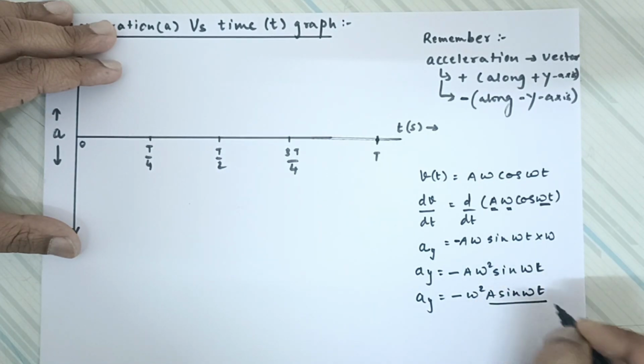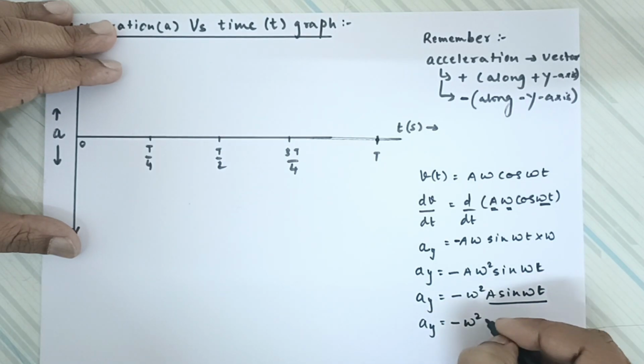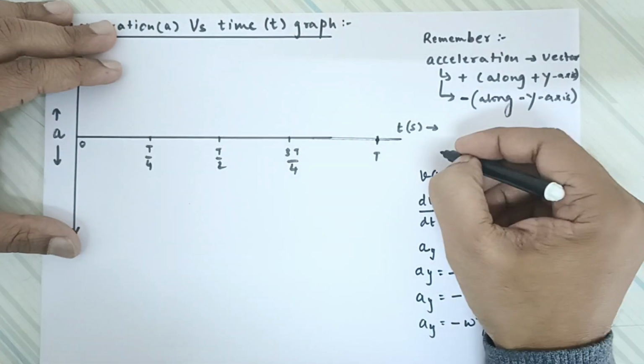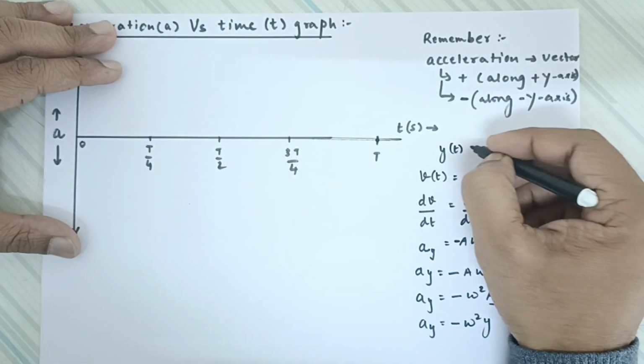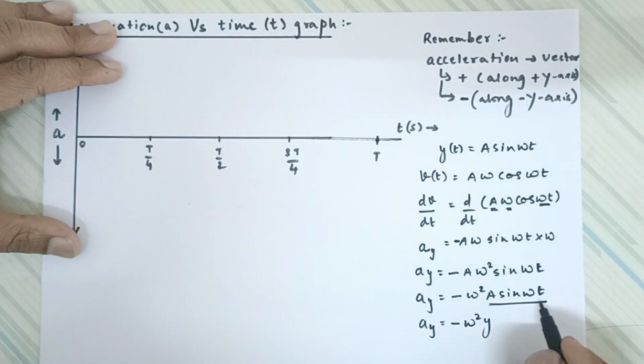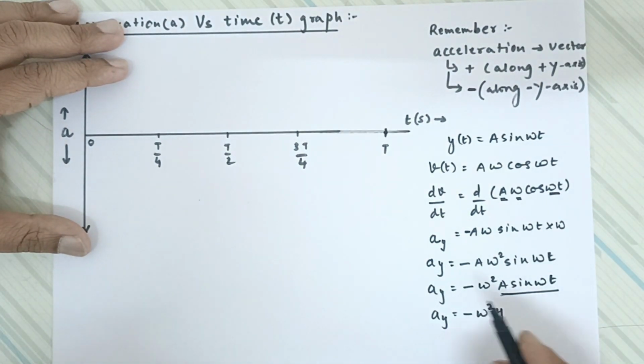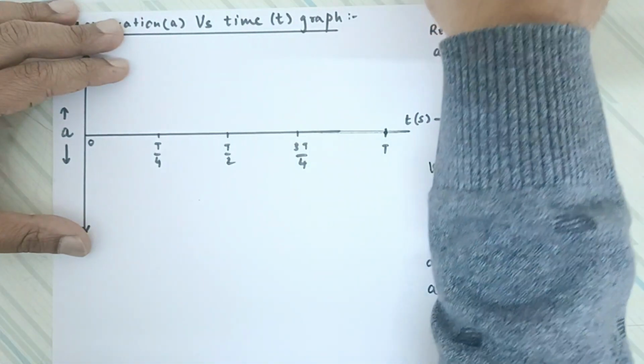By the way, what is a sine omega t? This is minus omega square y, because you know that the equation of displacement is a sine omega t. So here a sine omega t, I am simply writing as y. Now we will use this expression to plot the graph.